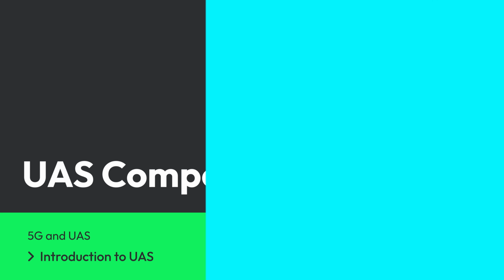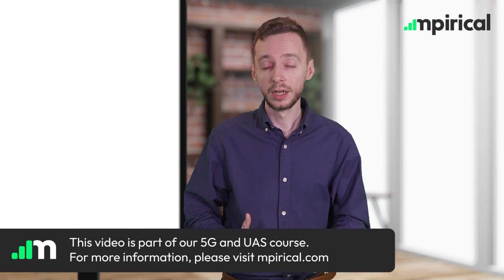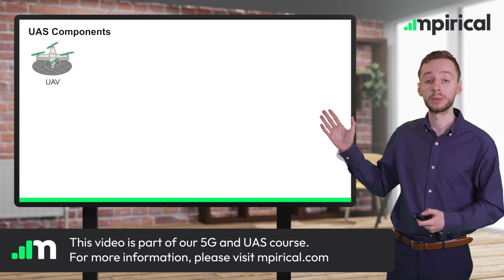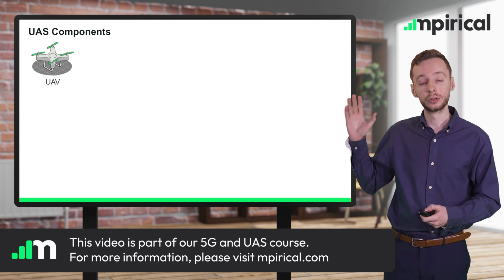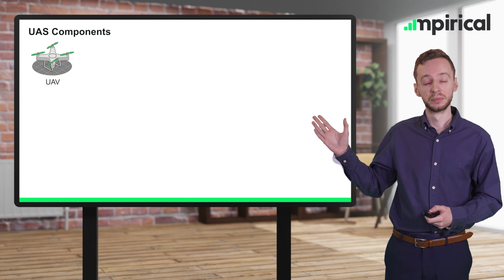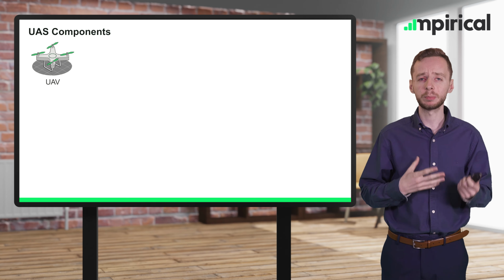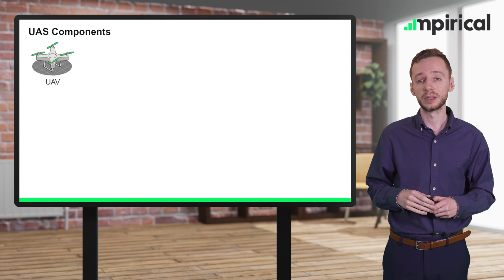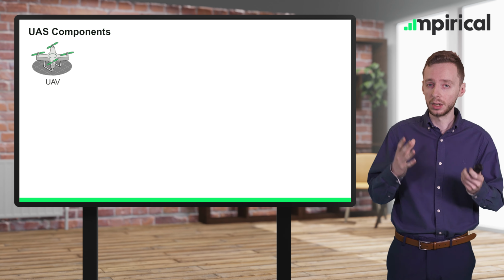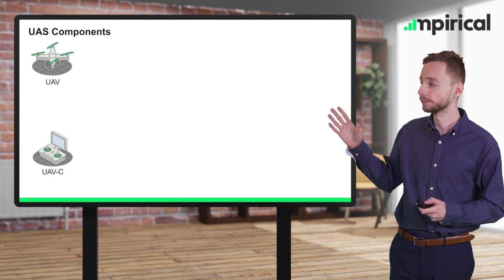To begin with, we're going to be exploring the UAS composition. Now, UAS is uncrewed aerial systems, and an uncrewed aerial system is made up of many different components. So to begin with, as we see on the screen, we've got the UAV, and that is the uncrewed aerial vehicle. This could also be referred to as a drone. Now, we're going to be exploring each of these different components in more detail in a second, but first, we're exploring it at a high level.